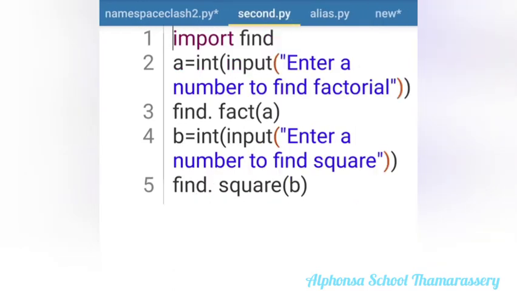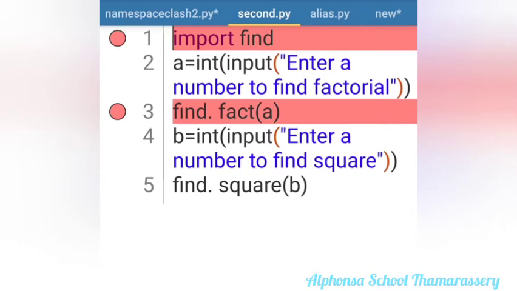I import the find module in another program. Here, import find is the first statement of the program, which is importing something from a module. Next, I simply use a variable to enter a number to find the factorial. See the third statement, find dot fact of a. Fact is a function which is defined in the find module.